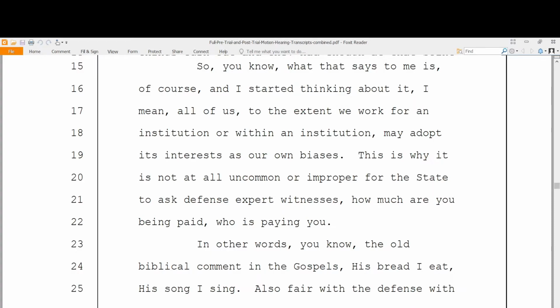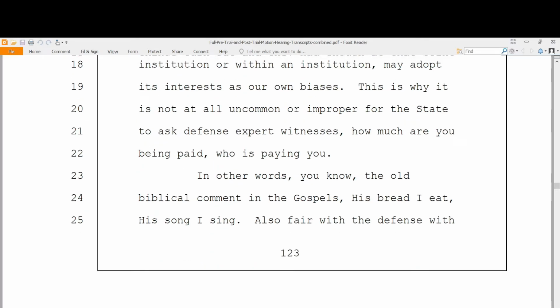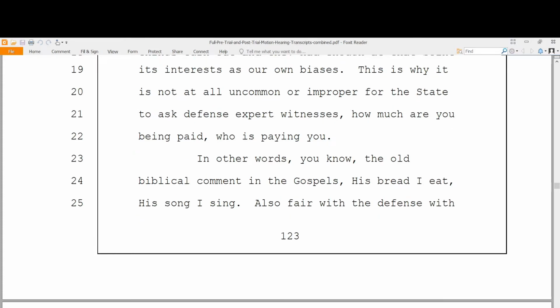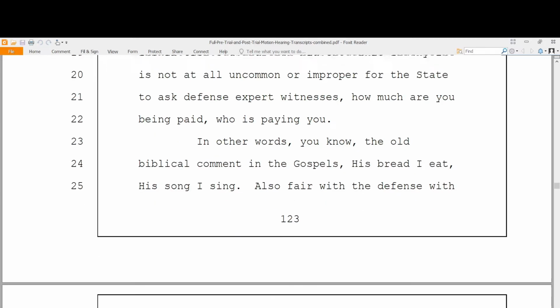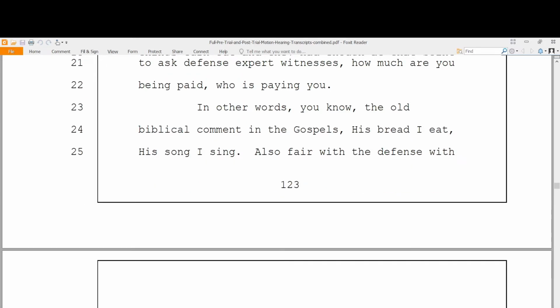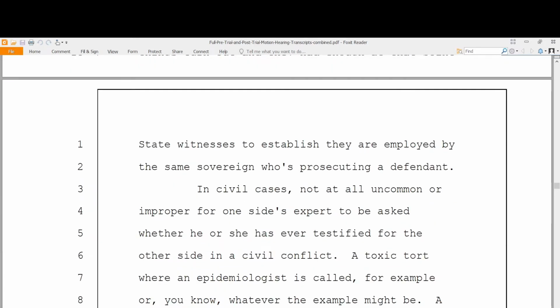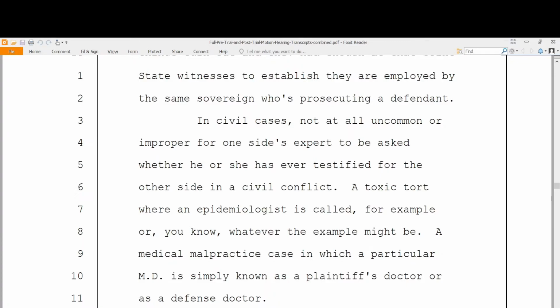This is why it is not at all uncommon or improper for the state to ask defense expert witnesses, how much are you being paid? Who is paying you? In other words, the old biblical comment in the Gospels, his bread I eat, his song I sing. Also fair with the defense, with the state witnesses to establish that they are employed by the same sovereign who's prosecuting a defendant.